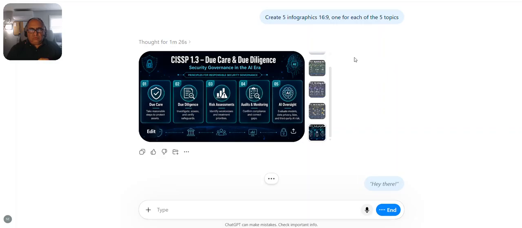In AI, due care might be ensuring model access controls and data privacy. Due diligence would be ongoing AI bias evaluations or model accuracy reviews. Both are essential. You implement safeguards, due care, and verify they remain effective, due diligence.